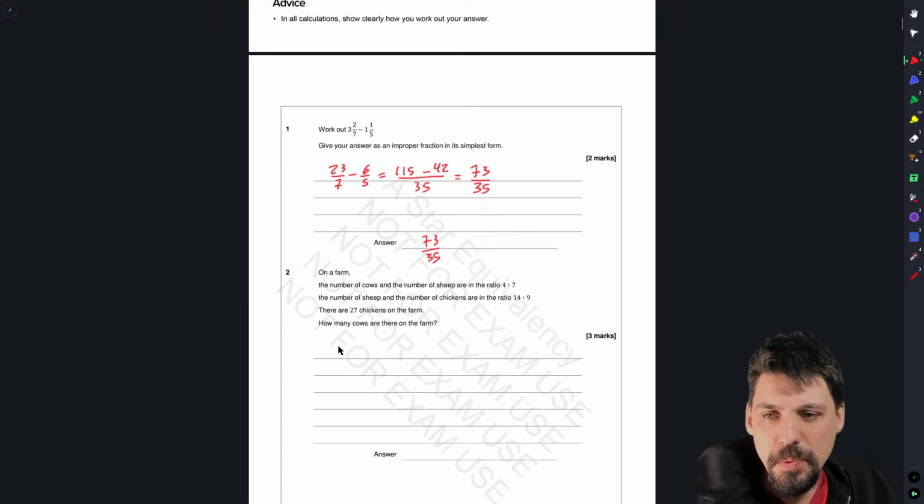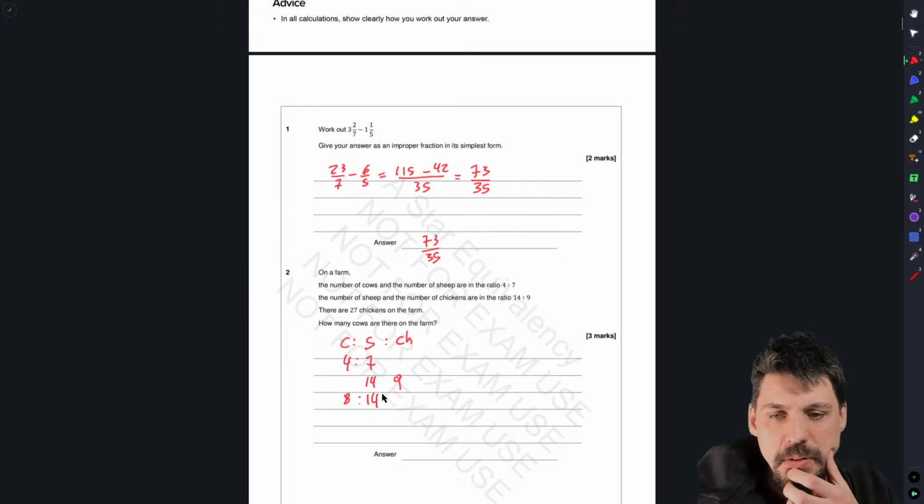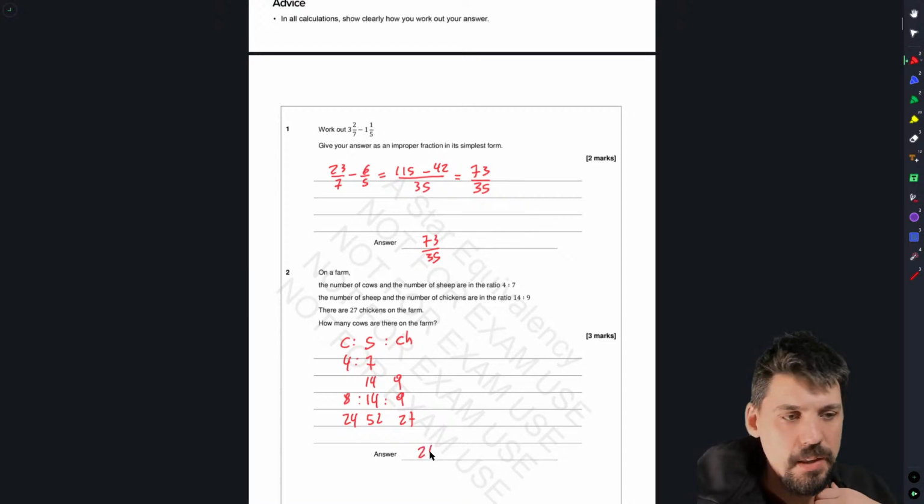So cows to sheep are in 4 to 7, sheep to chicken. All right, cows to sheep to chicken. So cows to sheep is 4 to 7. Sheep to chicken are 14 to 9. So what we'll do is we'll times that up, so that's 8 to 14. So that's 8 to 14 to 9. 27 chickens, times that by 3, 52, times that by 3, 24. So how many cows are there?